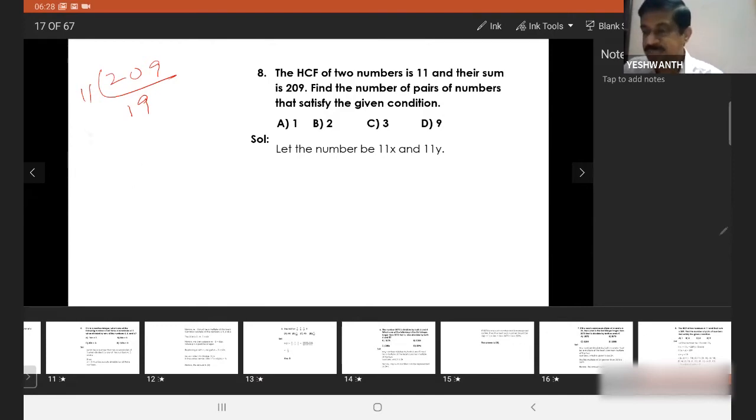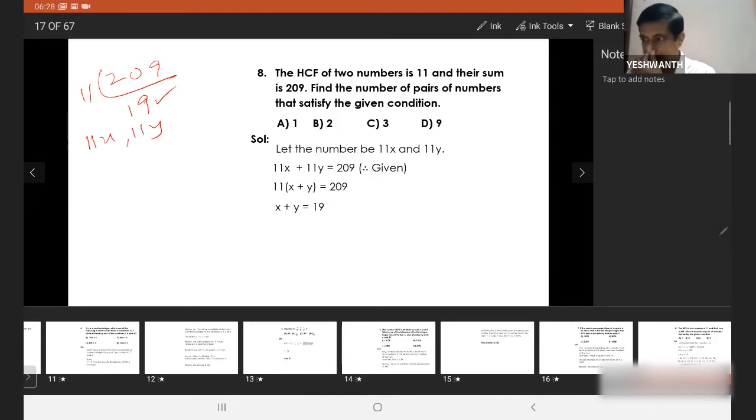Let us take the numbers as 11x and 11y. Now 11x plus 11y is 209. You take 11 common, so x plus y is 19, as we got here. How many such pairs can we take whose sum is 19? You see, 1 and 18, 2 and 17, 3 and 16, 4 and 15, 5 and 14, 6 and 13, 7 and 12, 8 and 11, or 9 and 10.